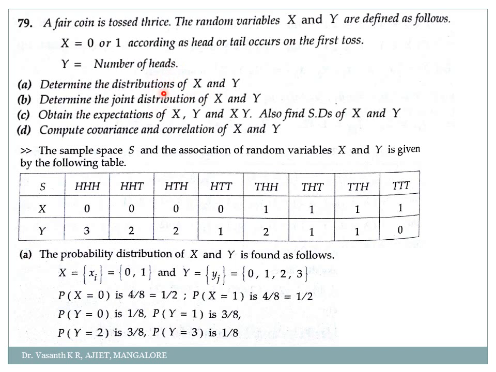I have to get the joint probability distribution table first. If I get that, then the problem is very easy. First, whatever question they have given me, I'll write it first. I'll write the sample space and then I'll write x and y. Sample space means: a fair coin is tossed thrice, 3 times I am tossing.